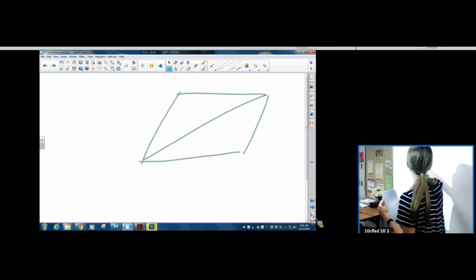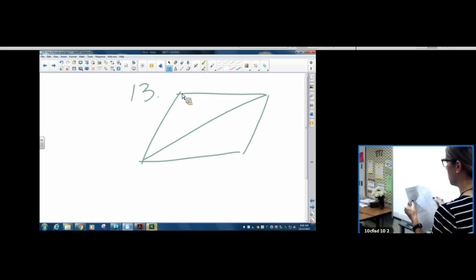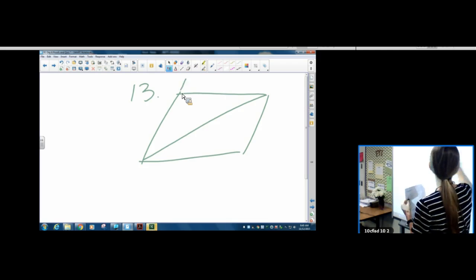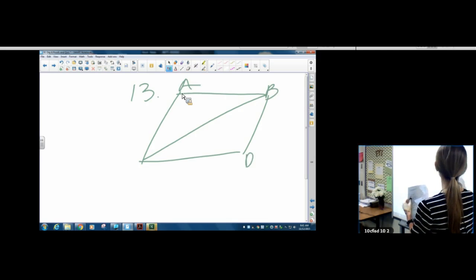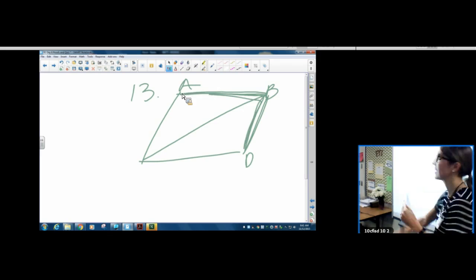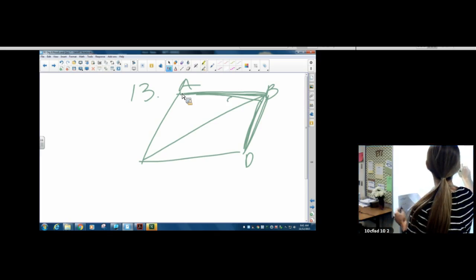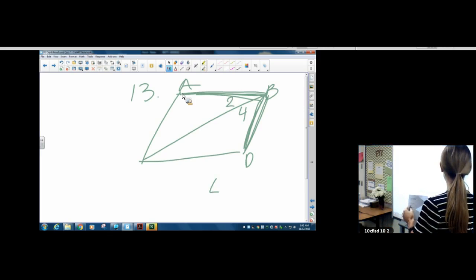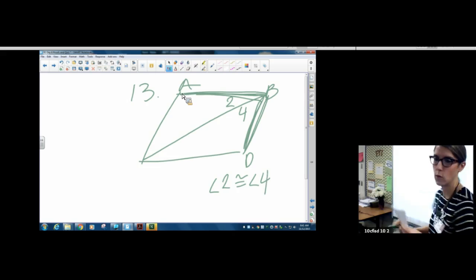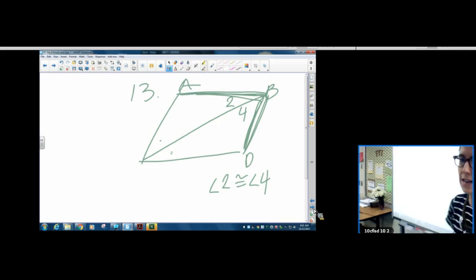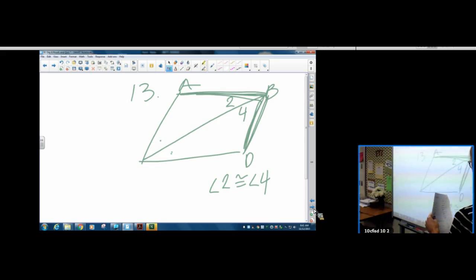Okay, number 13, it says BC bisects ABD. This is ABD right here. If that angle has been bisected, that means it's been divided into 2 congruent angles. So angle 2 is congruent to angle 4. Okay, so that's 13. Those were the correct ones.